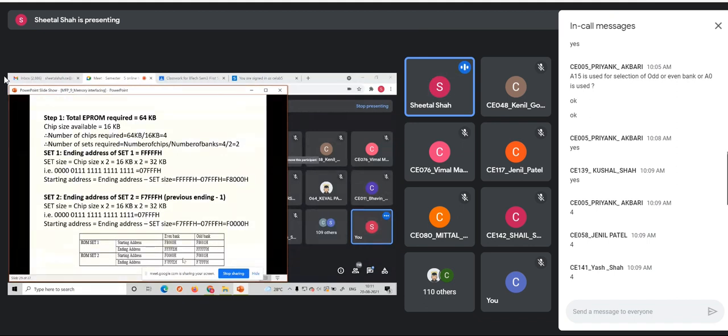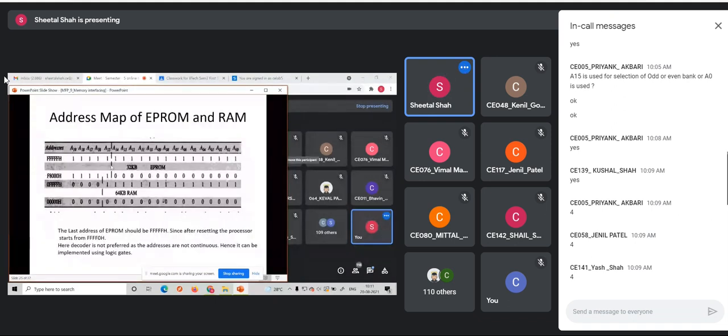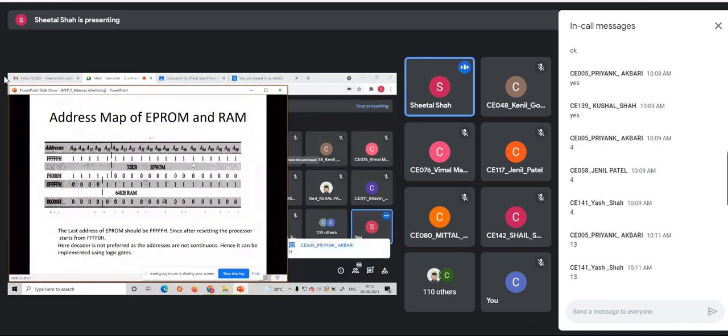Now, as we know, the ending address of the ROM would be FFFFF, for ROM set 1. There would be 2 sets. Since we are having 4 ICs, there would be 2 sets of 2 such ICs each. So the last address is FFFFF, and if I go through the memory map, say if it is an 8 kilobyte, how many bits would be required to address each of the memory locations of 8 kilobyte? 13 bits would be required. And the A0 bit is used to select the bank. Do you agree to this, all of you?